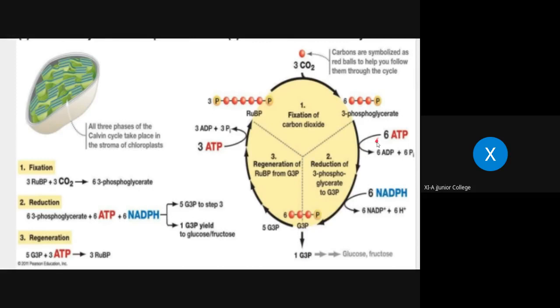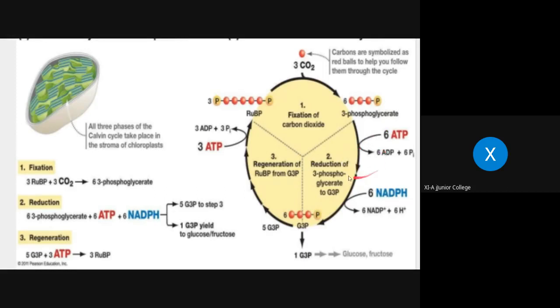Now that ATP is utilized by 6, because here 6 molecules are shown. So that's why here 6 ATP for 6 carbons, 6 for 3 carbon compounds, 6 molecules. So it is doubled. So here 6 ATP will be utilized to form ADP and Pi. So this is the reduction of ATP to ADP.